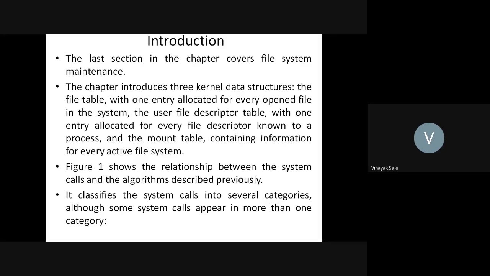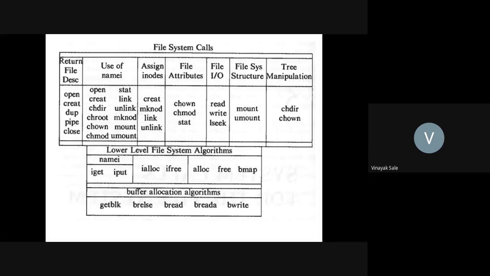There is a figure on the next slide which shows the relationship between the system calls and different algorithms which are described in previous chapters. We have studied them in previous chapters. It classifies the system calls into several categories, although some system calls appear in more than one category. See, this is the figure with different system calls regarding different algorithms. Out of them, we have studied the buffer allocation algorithms such as getblk, brelse, breada, and bwrite in the second chapter.